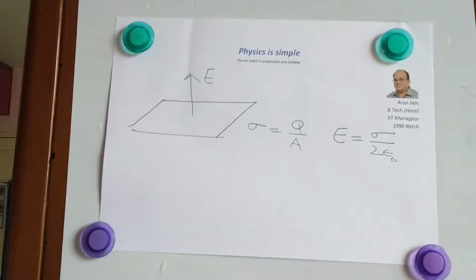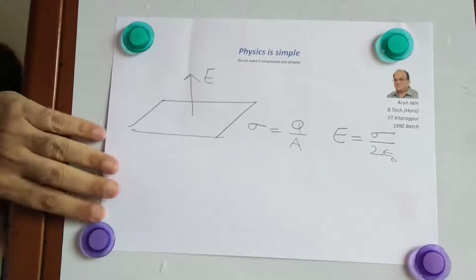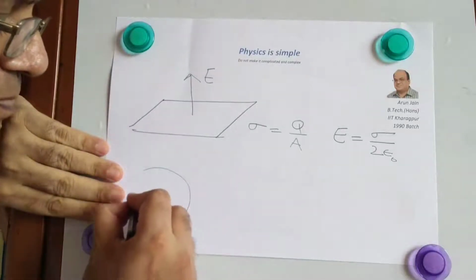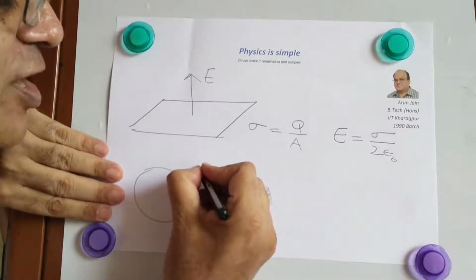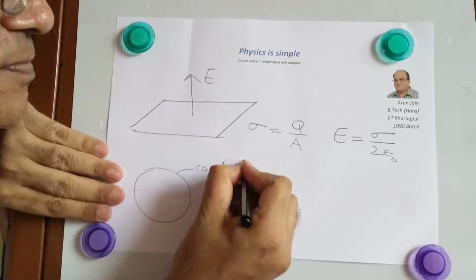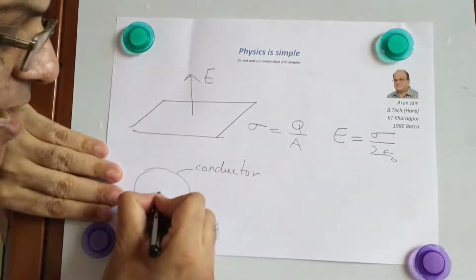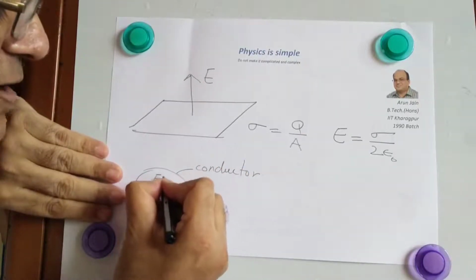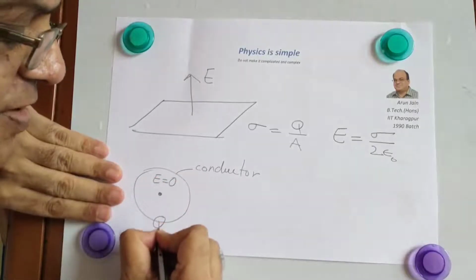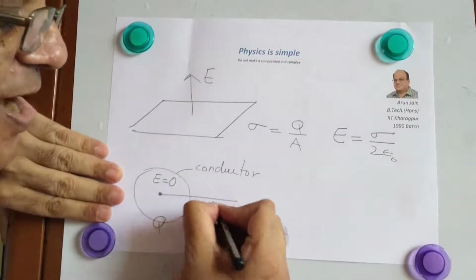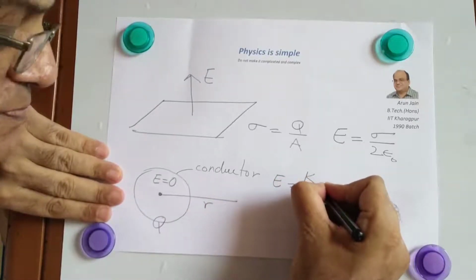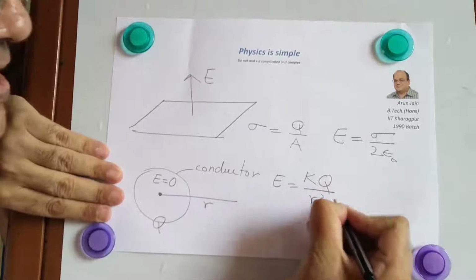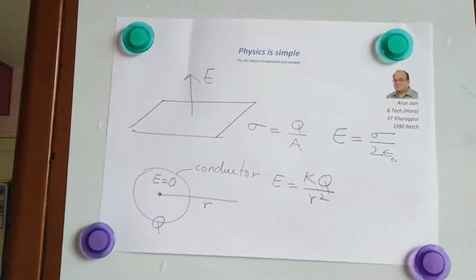Suppose we have got a spherical shell of charge, a uniformly distributed spherical shell of charge. So this is a conductor now. Then at every point inside, electric field is zero. If the charge on this is q, at a distance r outside, the electric field is given by kq by r square. Here electric field is inversely proportional to r square.